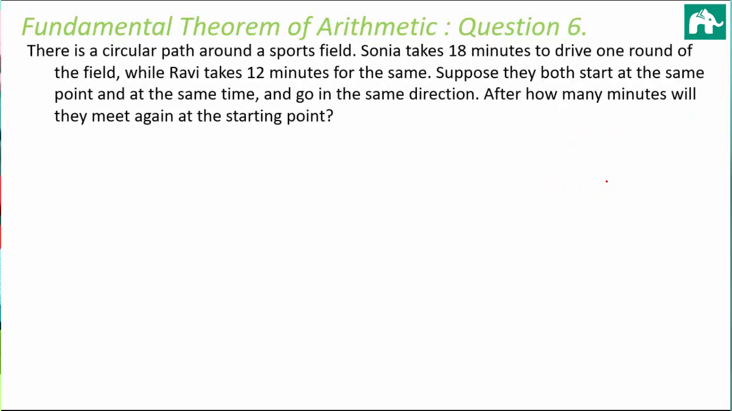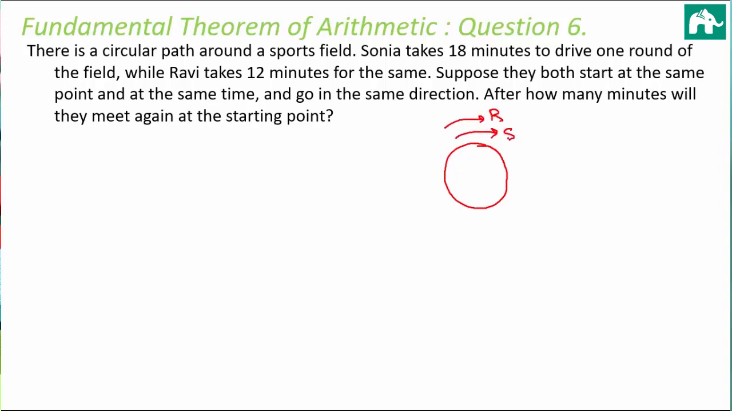Question number 6. There is a circular path around a sports field. Sonia takes 18 minutes to drive one round of the field, while Ravi takes 12 minutes for the same. Suppose they both start at the same point and at the same time and go in the same direction. After how many minutes will they meet again at the starting point? So let's say this is the field. So that's Rahul and that's Sonia.